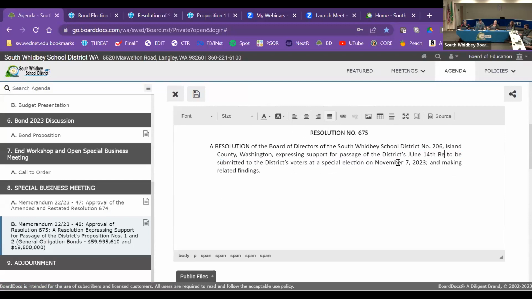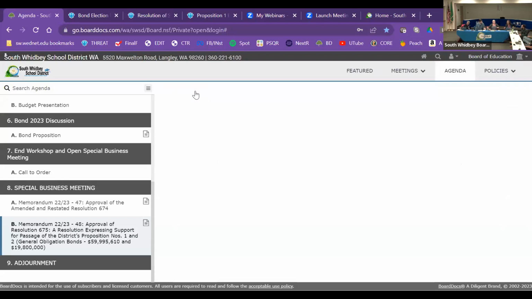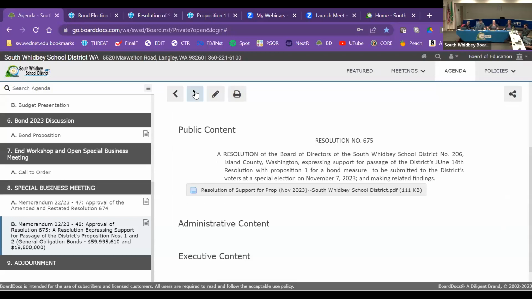This is just to state whether or not the school board, and thus the school district, expresses its support for this bond measure as we did last time. Is there any discussion to be had on this? All those in favor of approving memorandum 2223-48, please say aye. Aye. Any opposed, please say nay. The memorandum 2223-48 has been approved. That is the end of our business meeting. This meeting is adjourned. Thank you and good night.